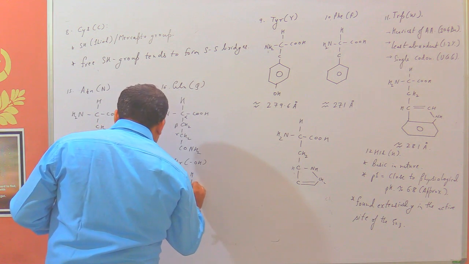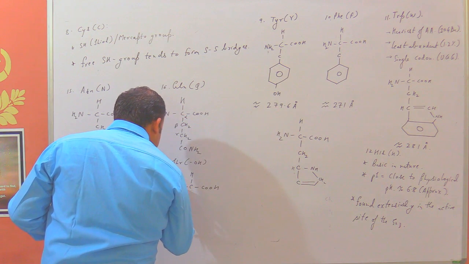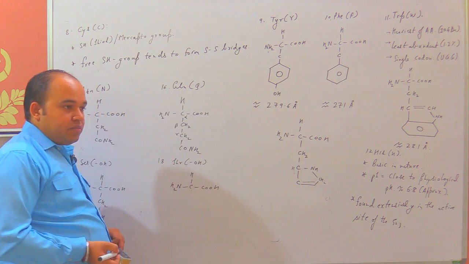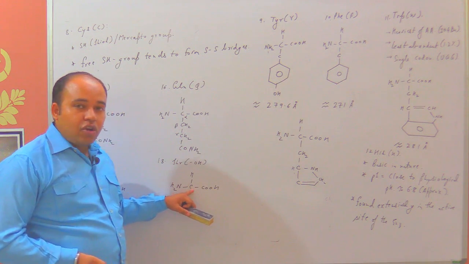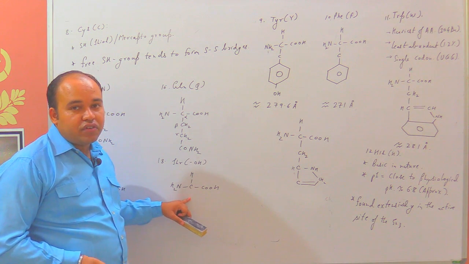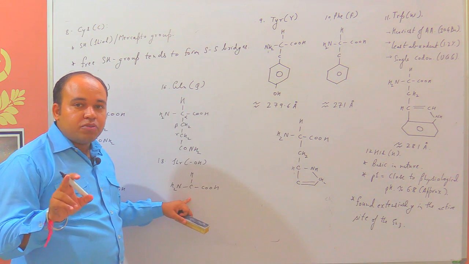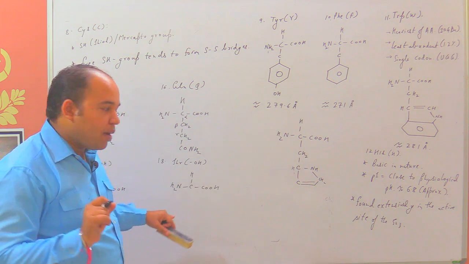Now what you have to remember in the case of threonine is that threonine is exceptional. Threonine always confuses. The OH group is never added on the second carbon atom, it is always added on the first carbon atom.